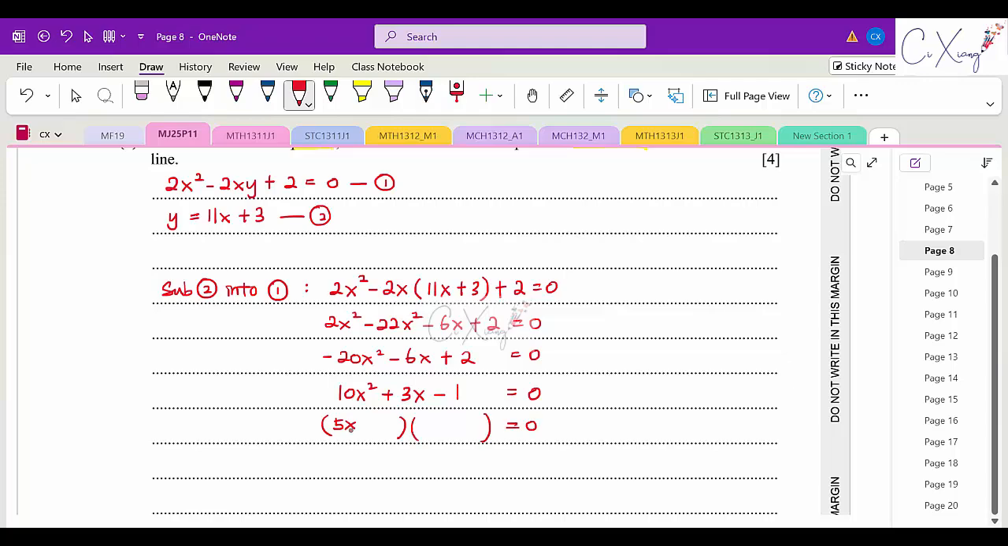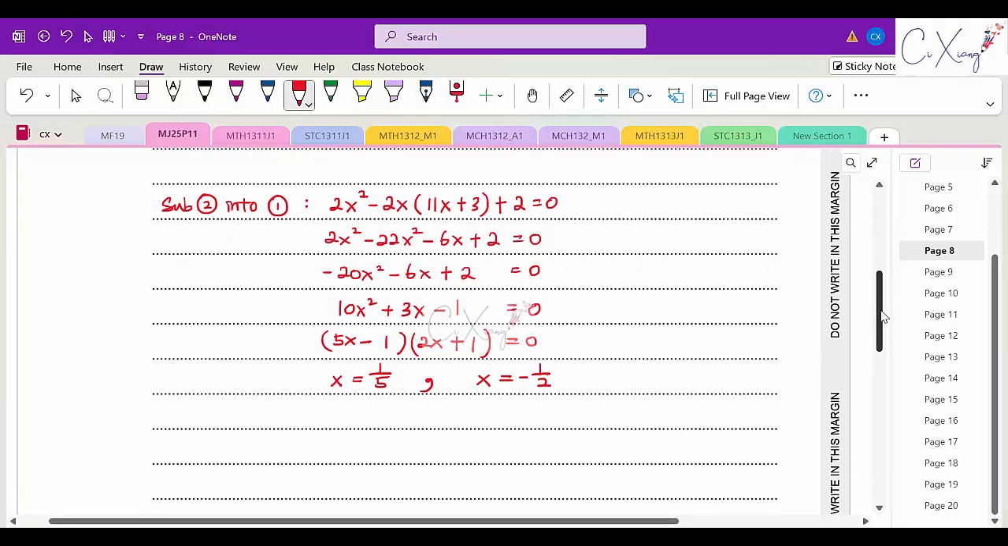By right we should be able to factorize. I'm having 5 and also 2 with 1 and 1. I want to have positive 3, so positive here, negative here. Okay, from here, very easily you can get the value for the x, which is 1 over 5. Another value of the x will be negative 1 over 2.